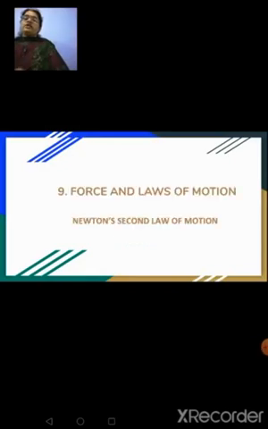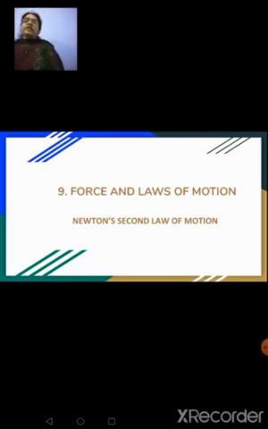Today we are continuing with the chapter Force and Laws of Motion. Already we have done Newton's first law of motion. We will have a quick recap of what we had done in the earlier class. Newton's first law of motion states that every inanimate object continues its state of rest or of uniform motion unless and until an external force acts on it.